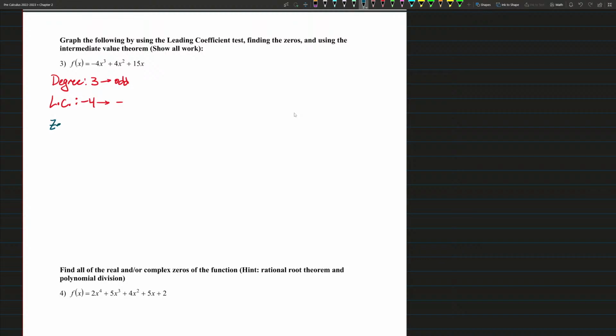The zeros: we're going to set negative 4x cubed plus 4x squared plus 15x equal to 0. I'm going to factor out a negative x from everything. So negative x, what's left is 4x squared minus 4x minus 15 is equal to 0.